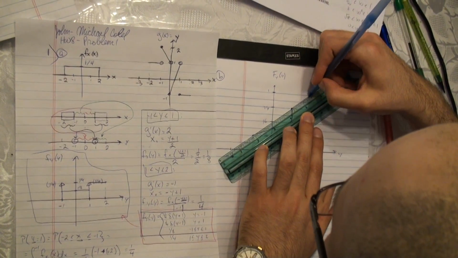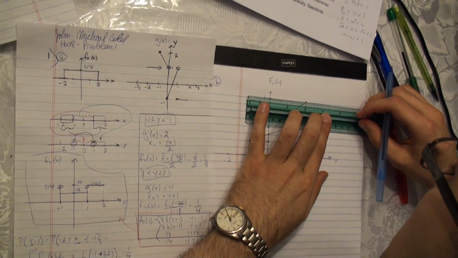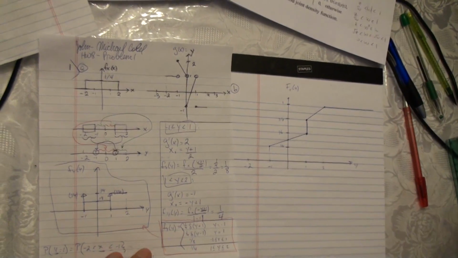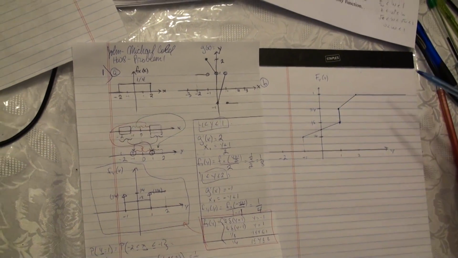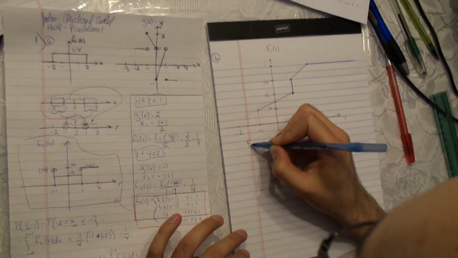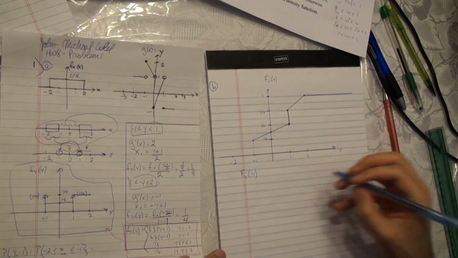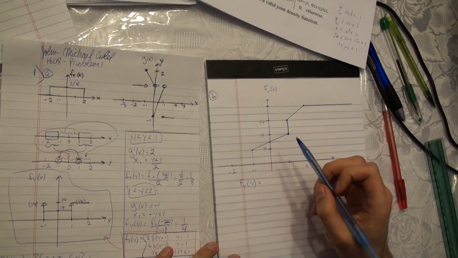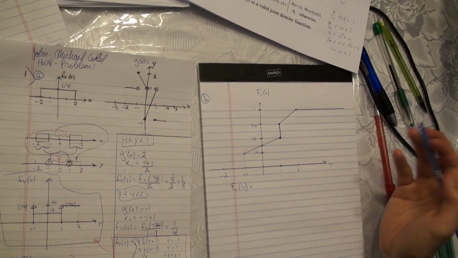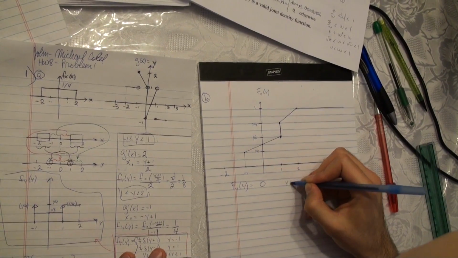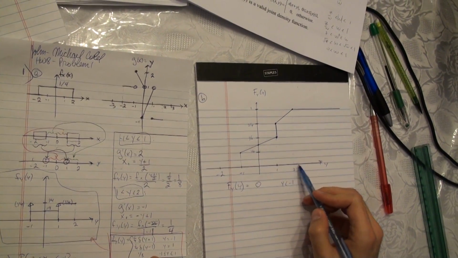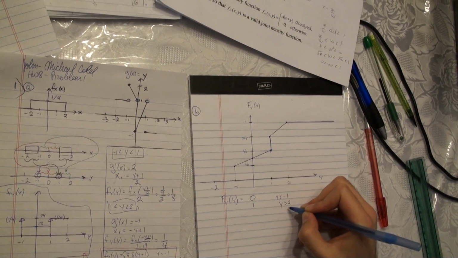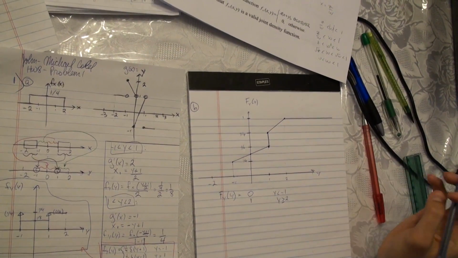So we go like this. And then from here on, it's just going to be 1. So that's how we do it graphically. Now when we actually write what the function is, we have to be careful. So for y less than -1, we get 0. So we can easily put that. We also know that for y greater than 2, it's just going to be 1. So for y greater than or equal to 2, we just get 1.